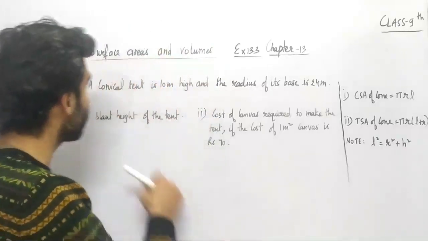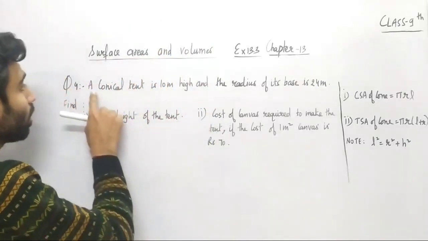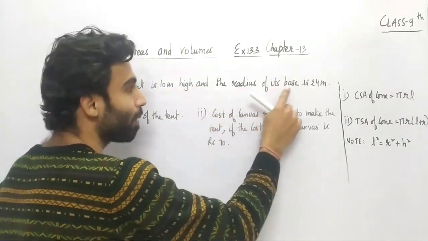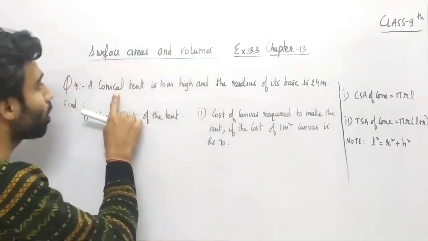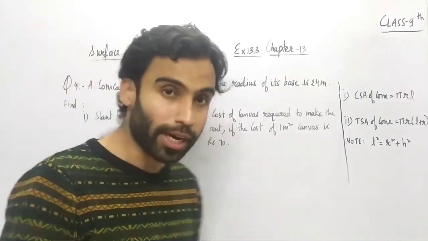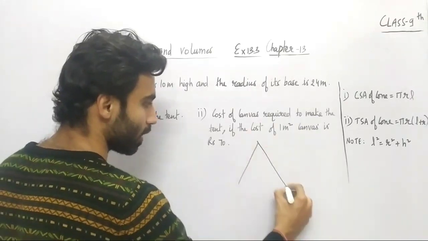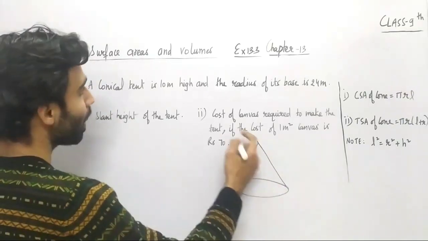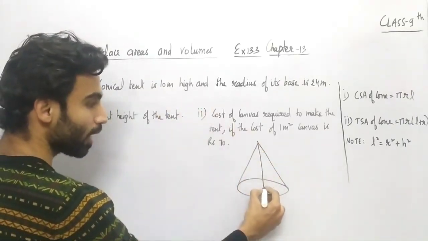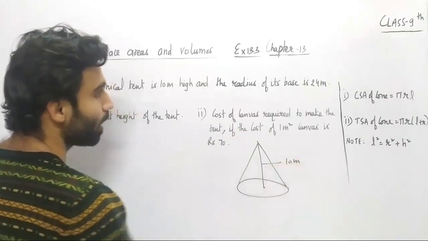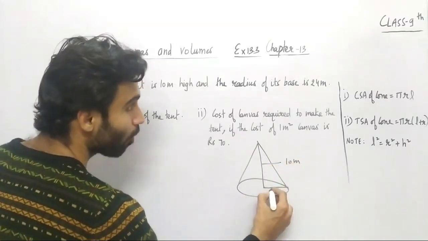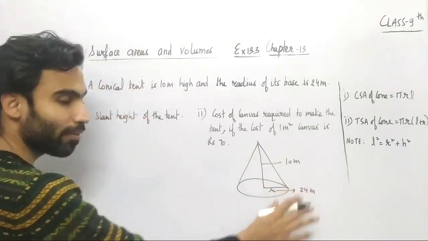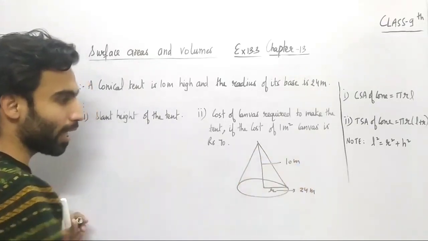So this time, question number 4 is given to us as: a conical tent is 10 meter high and the radius of its base is 24 meter, right? So here there is a tent in the shape of a cone, a conical tent. So let me just draw a tent first like this, right? So this is a conical tent on the ground. Here it is given that the height of this tent is simply 10 meters, and further you can see the radius of its base is also given as 24 meters.